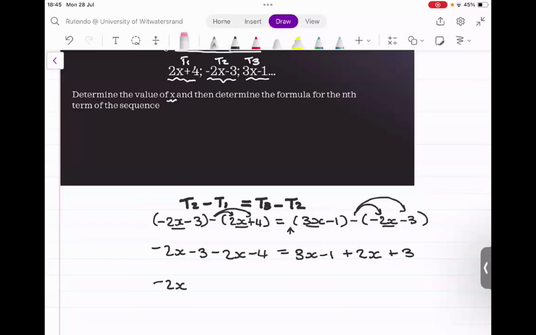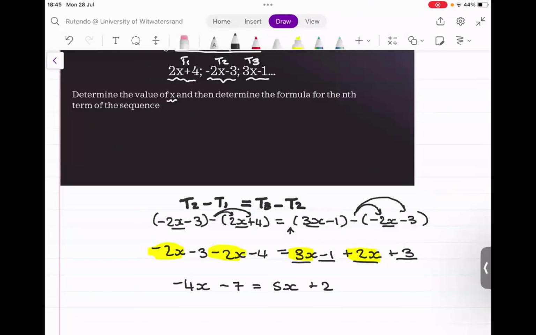Okay, let me just look at the groups. So let's look at everything that has x's on this side. So I have minus 2x and minus 2x. Okay, those cancel. Oh no, they don't cancel out. And then I have 3x on this side and 2x on that side. Okay, so here minus 2 is minus 4x. And then minus 3 minus 4 is minus 7 is equal to 3x plus 2x, so that's 5x. And then minus 1 plus 3 gives me plus 2.